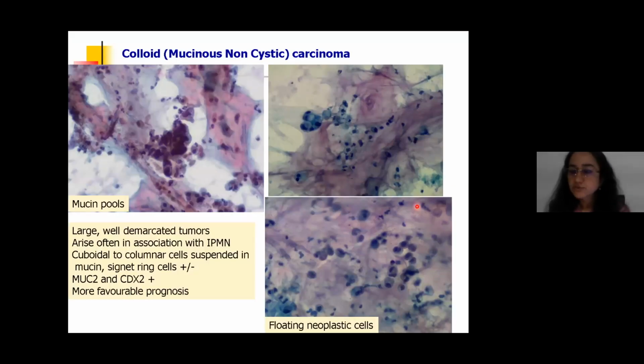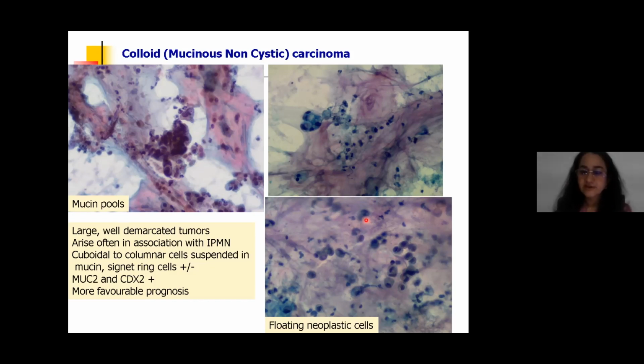The next variant is the colloid or the mucinous non-cystic carcinoma. And you can see these abundant pools of mucin in which the tumor cells are floating. Small cuboidal to columnar cells or even signet ring cell morphology. These are usually large, well-demarcated tumors. They often arise in association with an IPMN. They are MUC2 and CDX2 positive, and they have a more favorable prognosis as compared to the usual ductal adenocarcinoma.